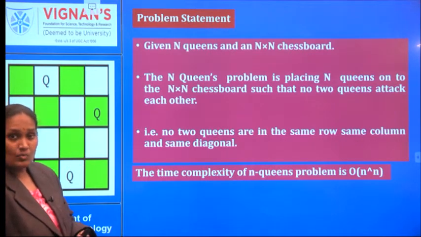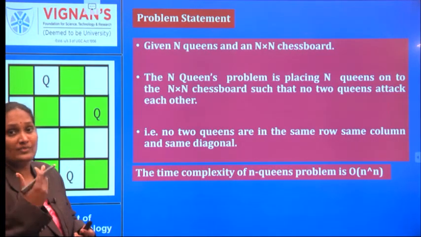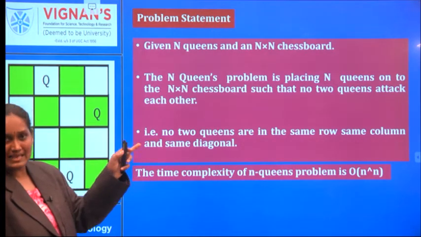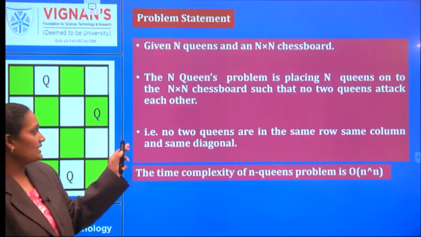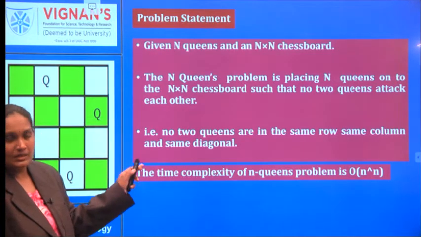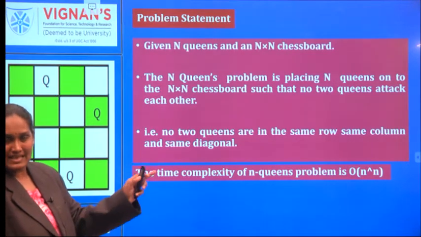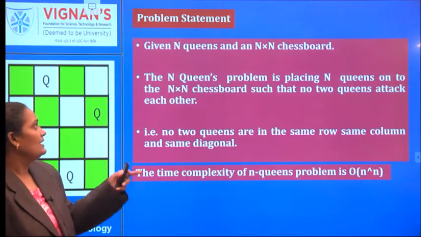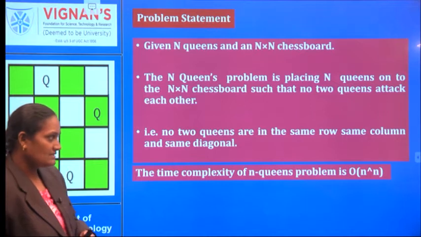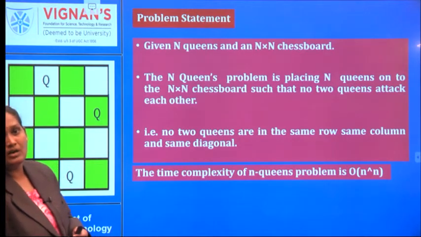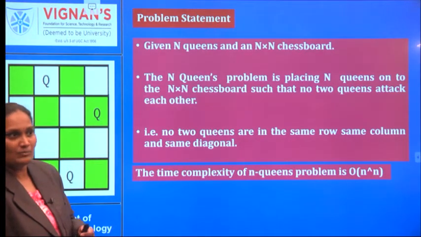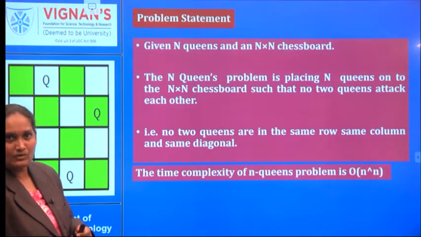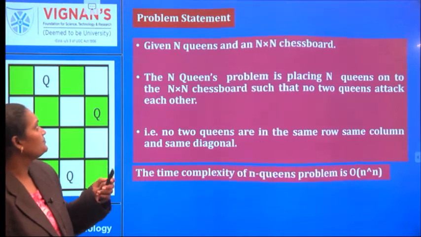What is meant by no two queens attacking each other? That is, no two queens are in the same row, same column, and same diagonal. Now, the time complexity of solving this N-Queen's problem is big O of n power n.